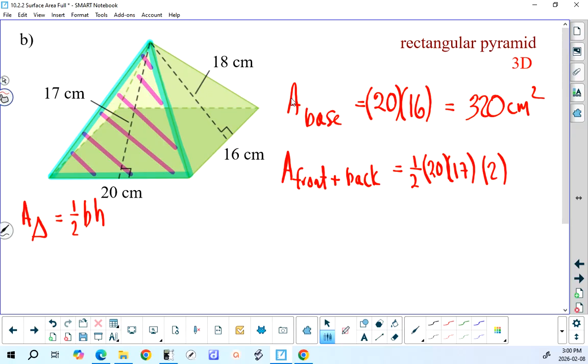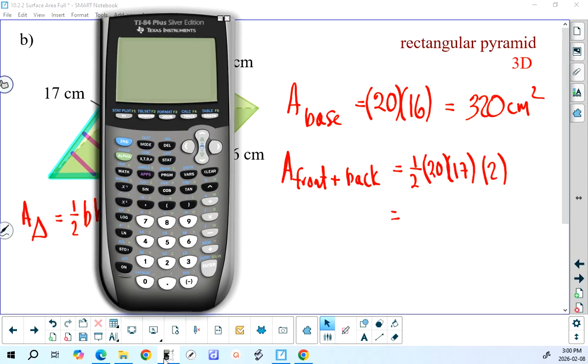And I'll just show you how I'm going to handle that in my calculator. I'm just going to treat 1/2 as 0.5, so 0.5 times 20 times 17 times 2 gives me 340 square centimeters.